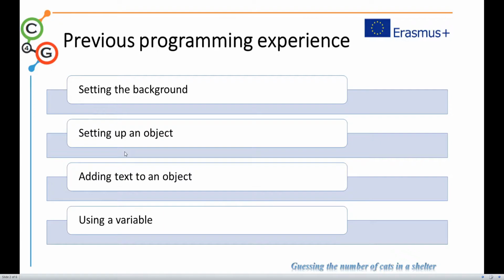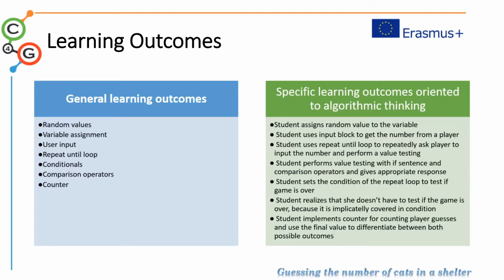From the previous activities, students already know how to set the background and an object, add text to an object, and use a variable. In this activity, students will learn to use random values, variable assignment, user input, and repeat until loop. Also, they will learn to use conditionals, comparison operators, and counter.